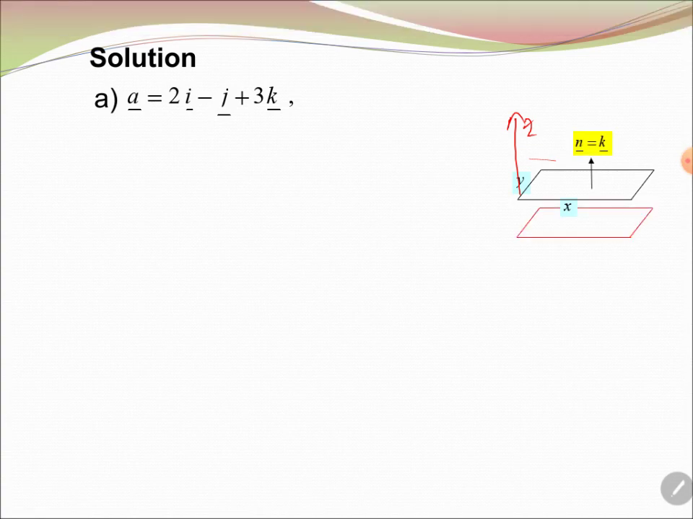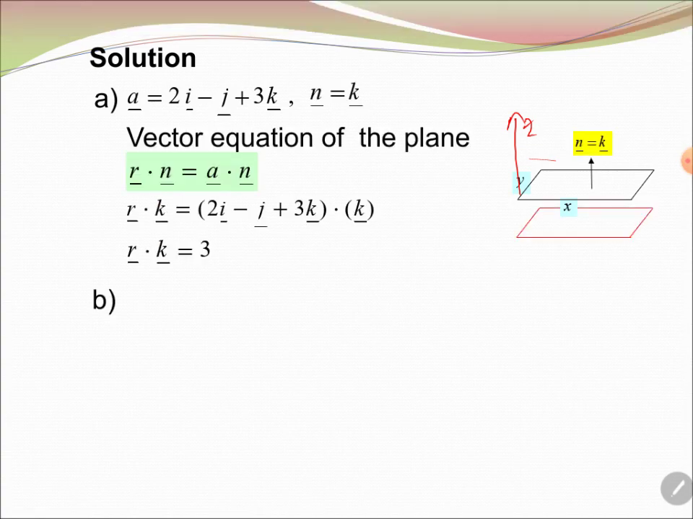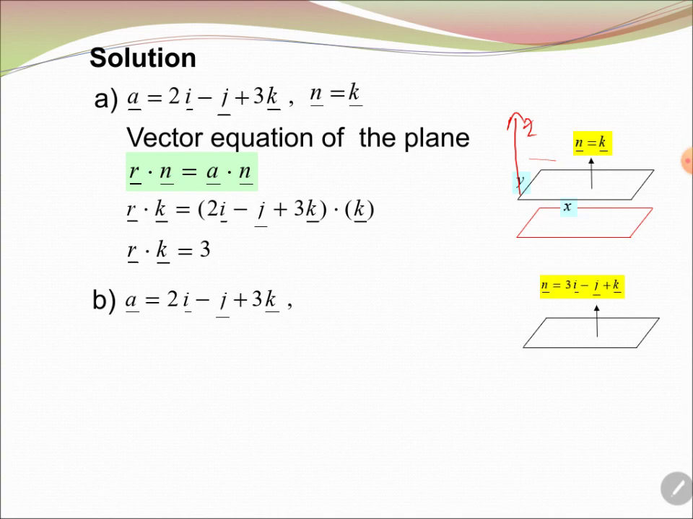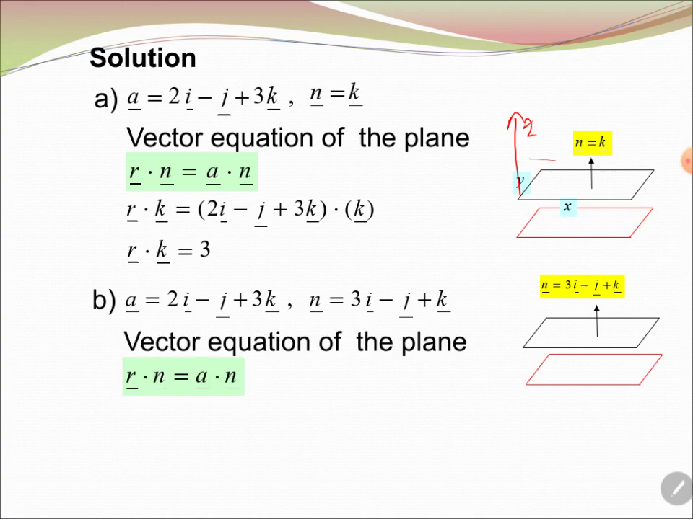So for question B, what you need to do is just put the normal the same as the normal from the given plane, which is 3i minus j plus k. So for the vector equation, just replace the vector a and n into the vector equation. So we have r dot n, which is 3i minus j plus k, equal to a dot n.